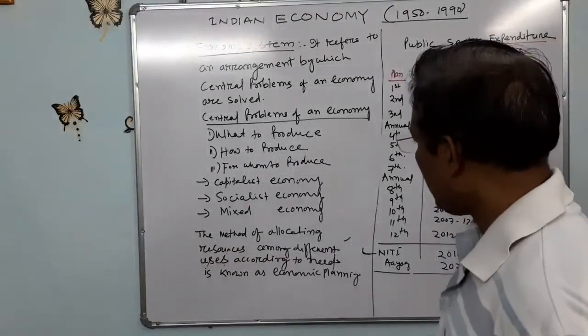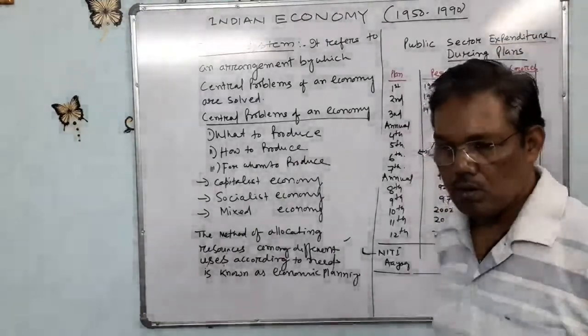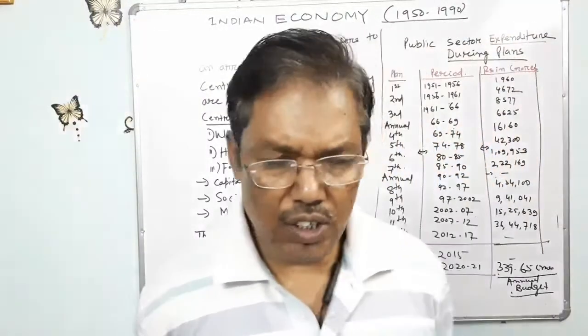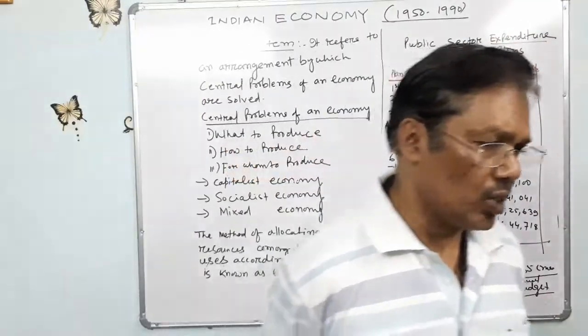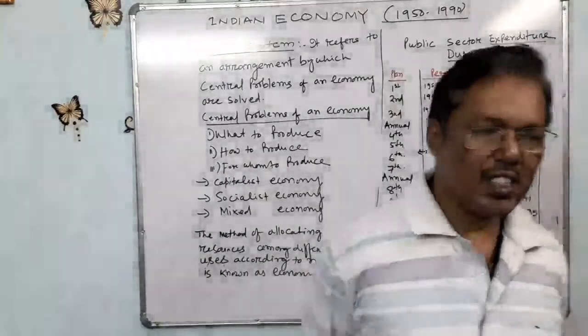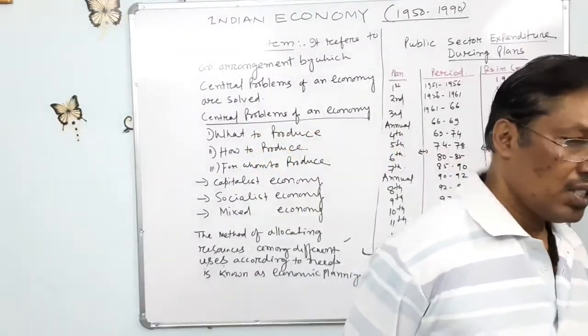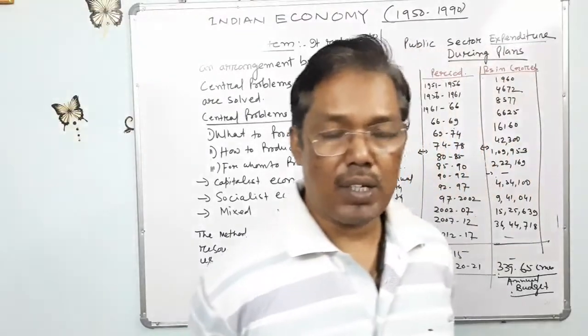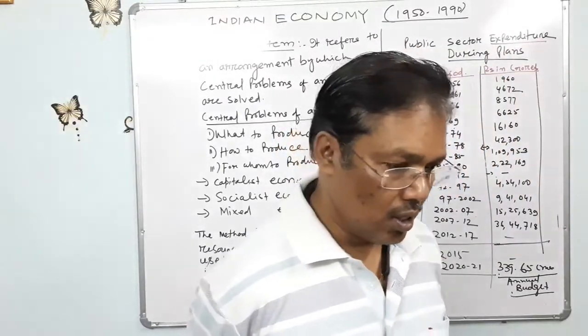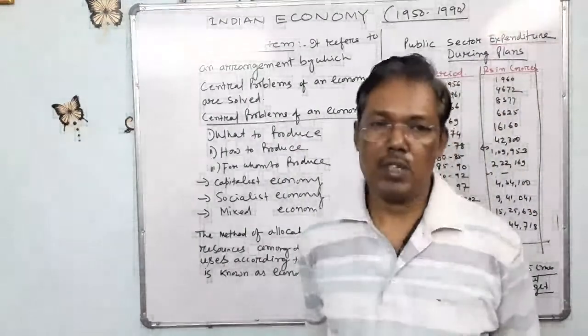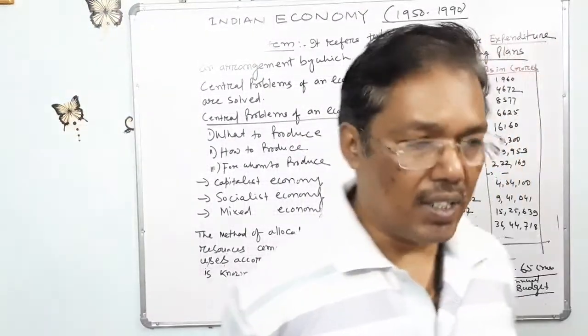And the third one is for whom to produce? Consumers, producers. It depends on different countries and different situations, because all countries are not alike. Some are developed countries, some are developing countries, some are underdeveloped countries. So these central problems can be solved in different ways by different countries.